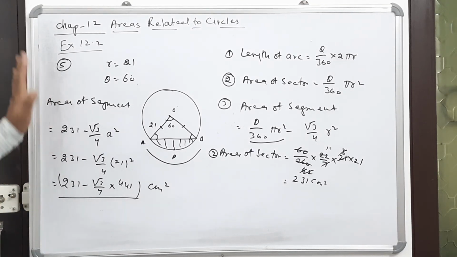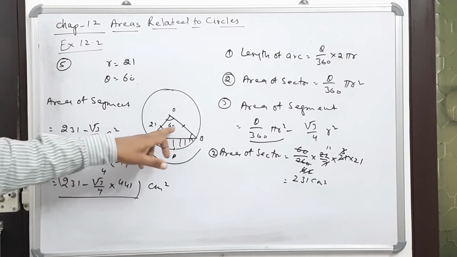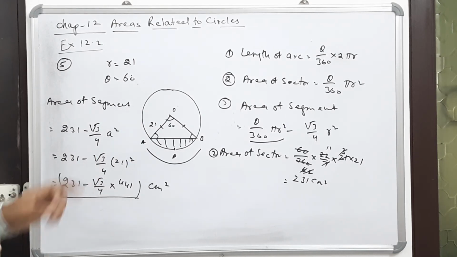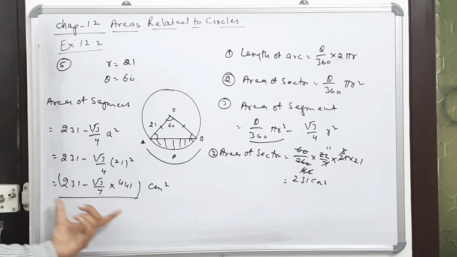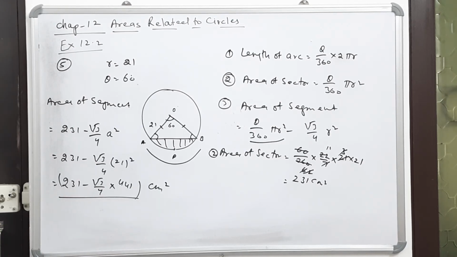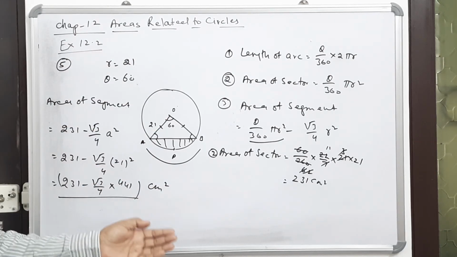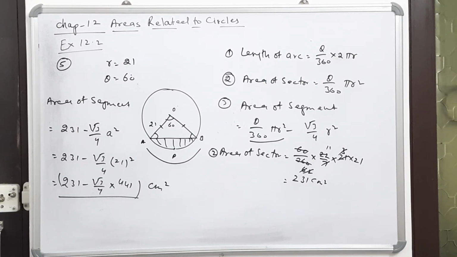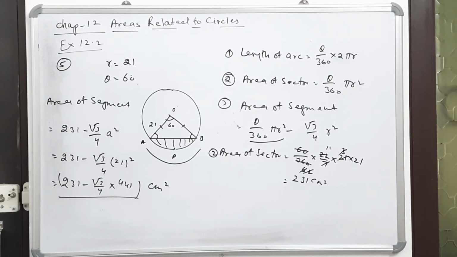So I think this is the complete solution of this particular exercise. There are different methods of finding this area. I have used the formula of the equilateral triangle. Now suppose in the problem the value of root 3 is given, then you can put the value of root 3 and you can get the answer in decimals. Otherwise this is the best answer, because root 3 is an irrational number and if you convert this into decimal form, then also it will not be an accurate answer. It will be an approximate answer because root 3 is a non-terminating, non-repeating type of decimal.